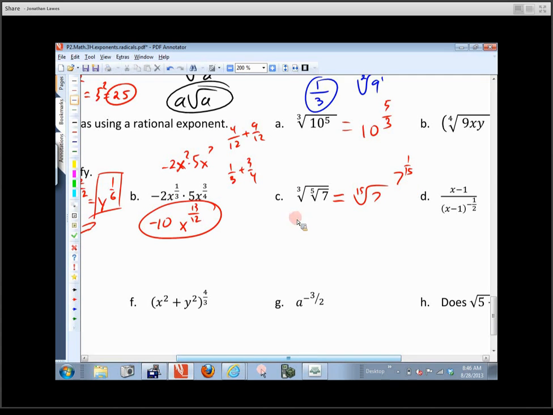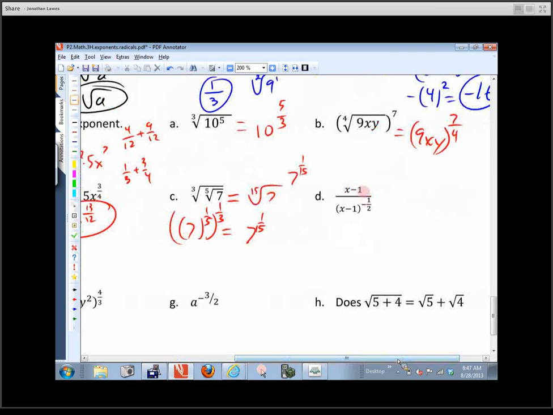Okay, another way to think of this is a cube root, so it's to the 1/3 power. That's a 5th root, so it's to the 1/5 power. And in the very middle is a 7. Power to a power, what would I do with 1/5 and 1/3? Multiply them together. Okay, that's how we end up with that property there. Okay, and let's take a look at this one right here.